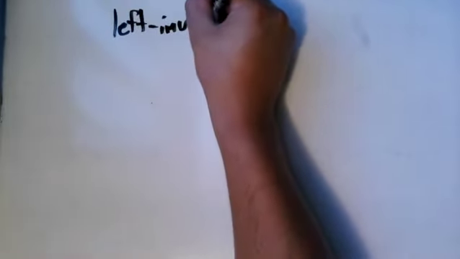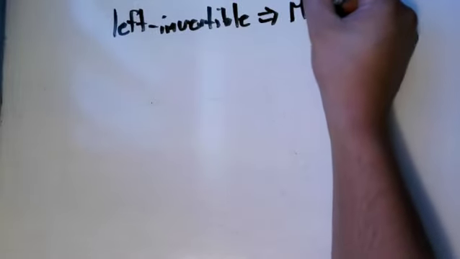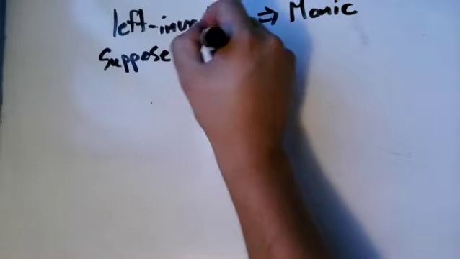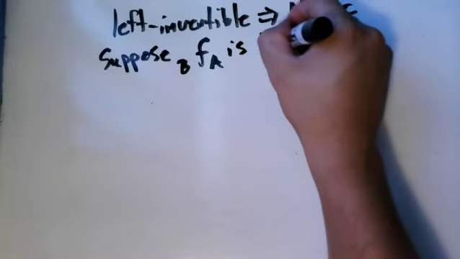The next result is very similar, showing that left-invertible implies monic. So suppose F from A to B is left-invertible this time.